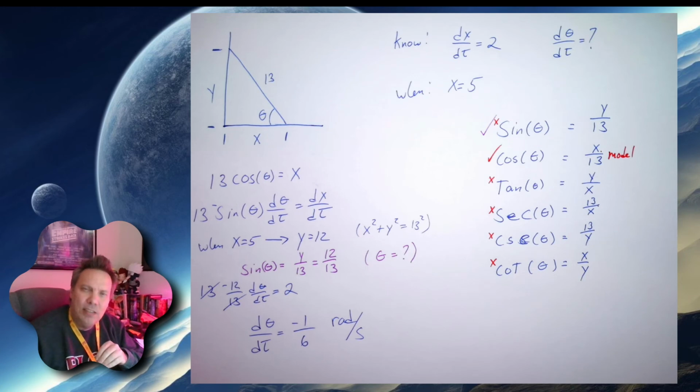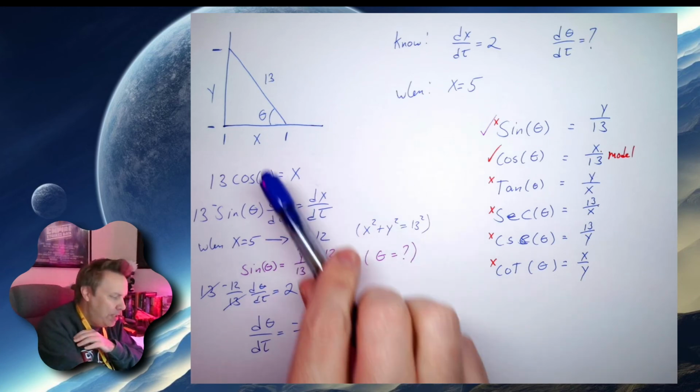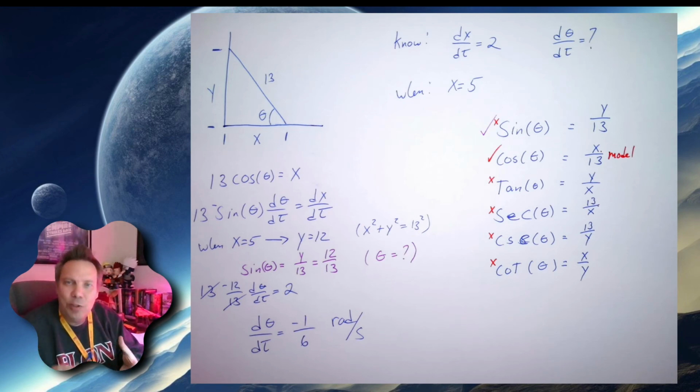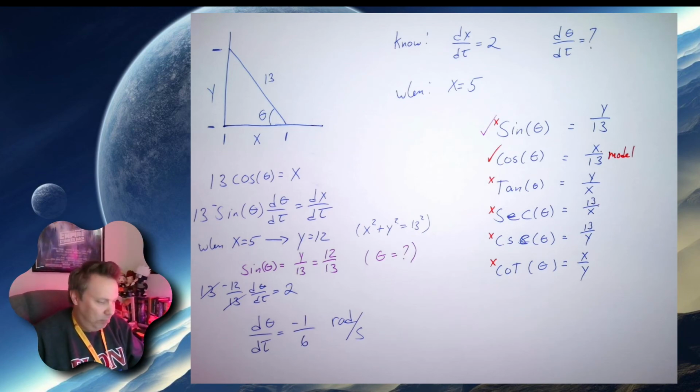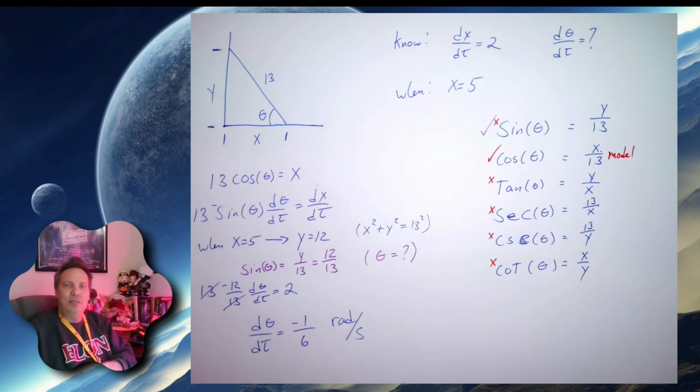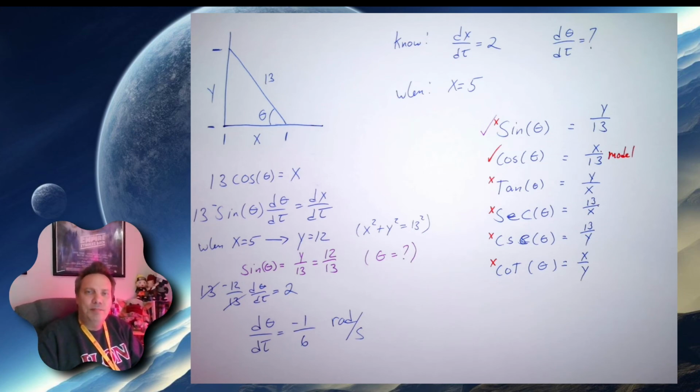Does that negative make sense? Well, if this ladder's slipping out, isn't the angle between the ladder and the ground going to get smaller? And that's what that says. And that's the end of part 2 of the ladder problem.